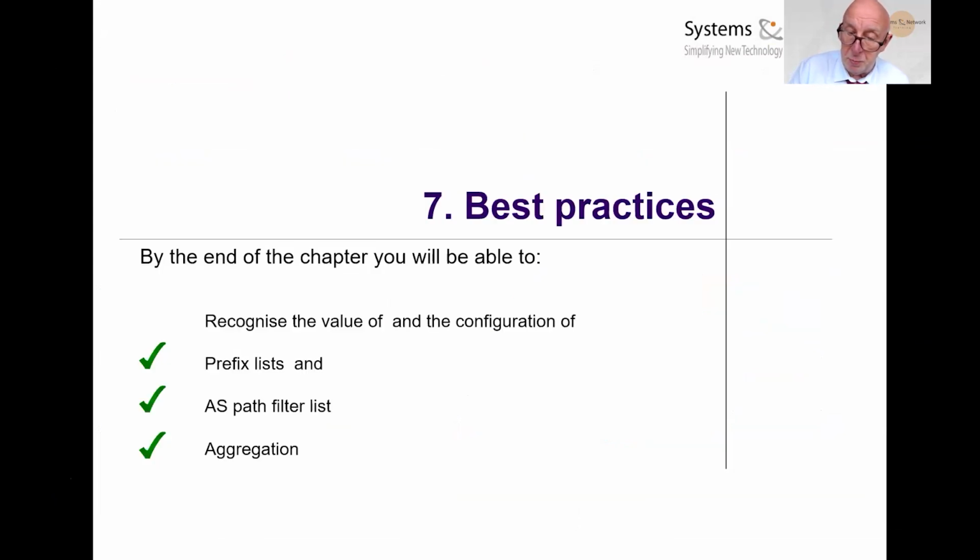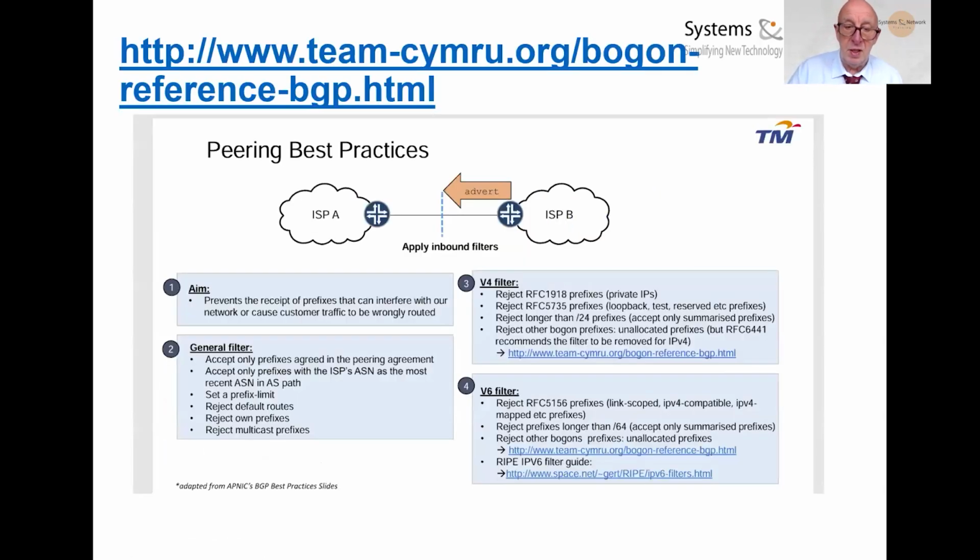Which brings you to best practice, right? Look at this. Oh, aggregation. Surely not. By the end of the chapter, you'll be able to recognize the value of prefix lists, AS path filter lists, aggregation. What on earth are all them? Goodness me. Well, the fact of the matter is that we do have help on this as well. Here's another website. We can see here the aim of peering best practice.